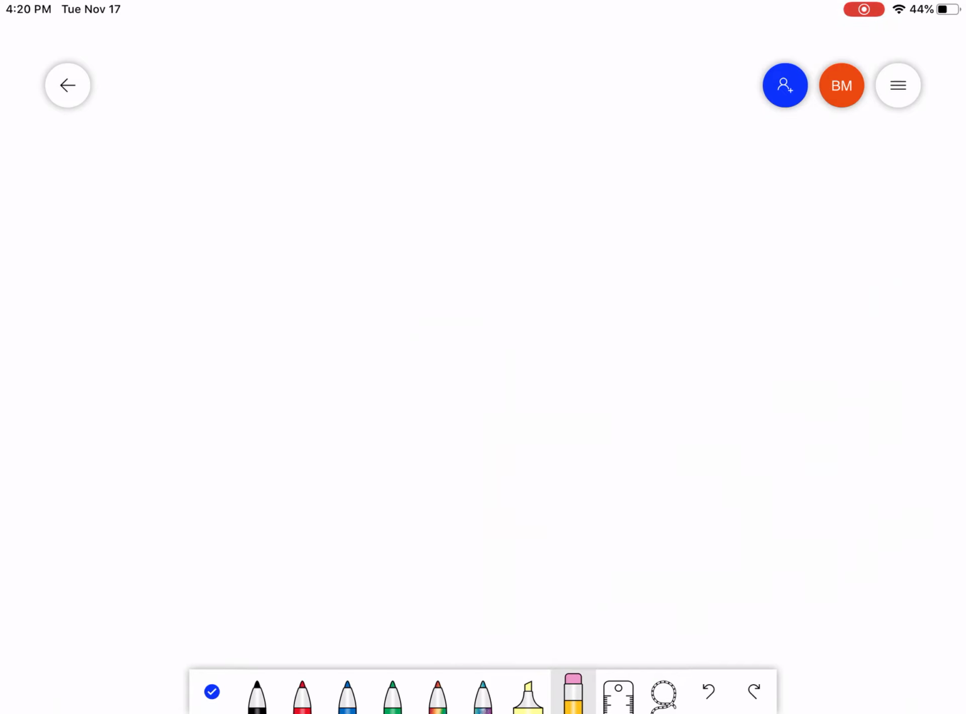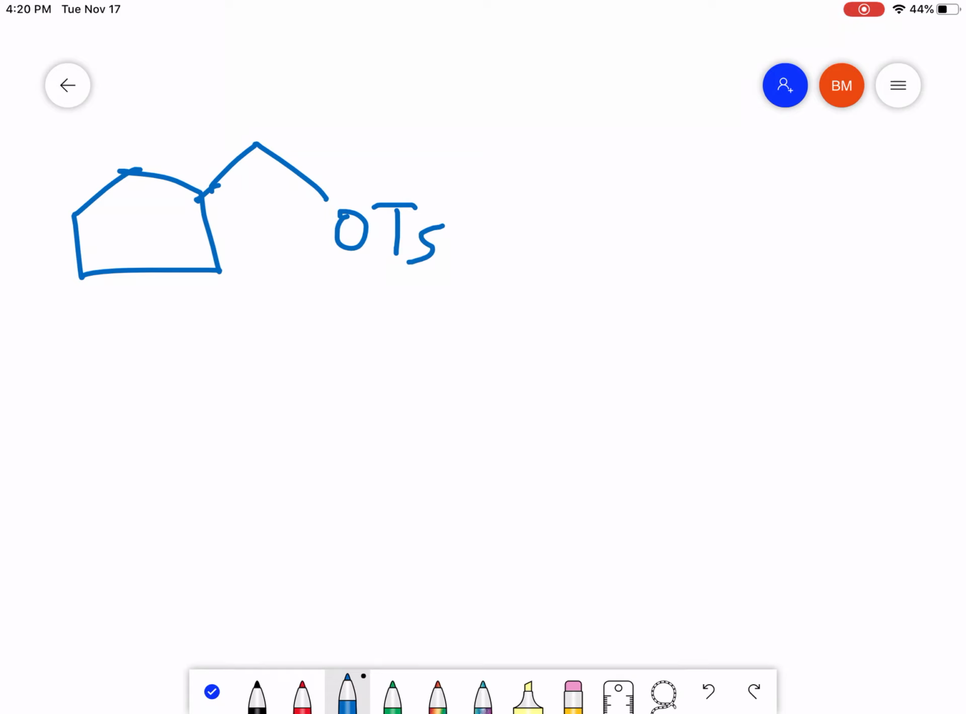Now let's try this one. Wow, what a horrible looking pentagon. I am so ashamed of myself. That's a little bit better. Alright, let's take a look at this. Now, this is a primary tosylate, right? That tosyl group is attached to a primary carbon.